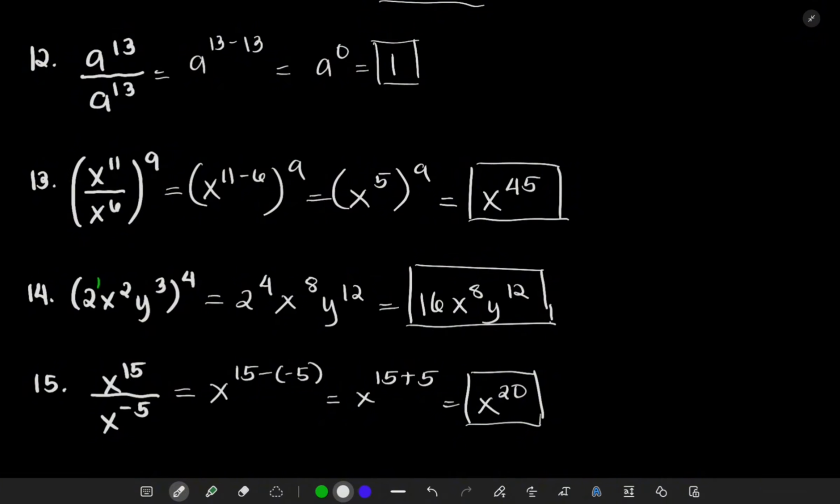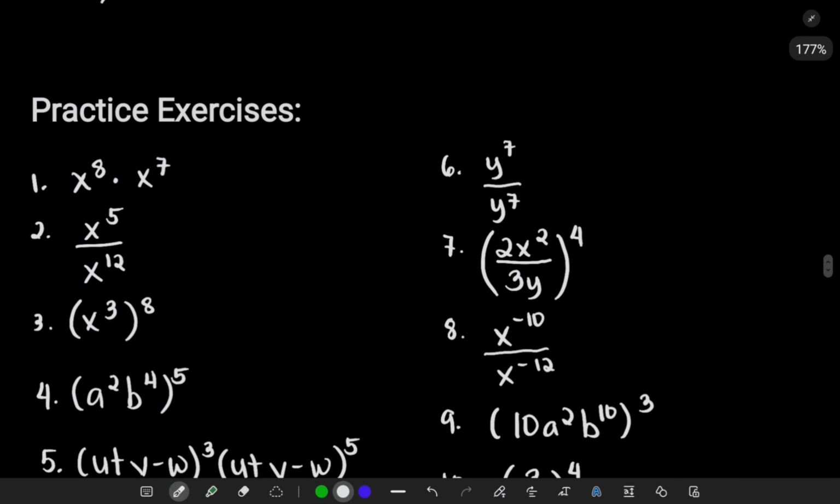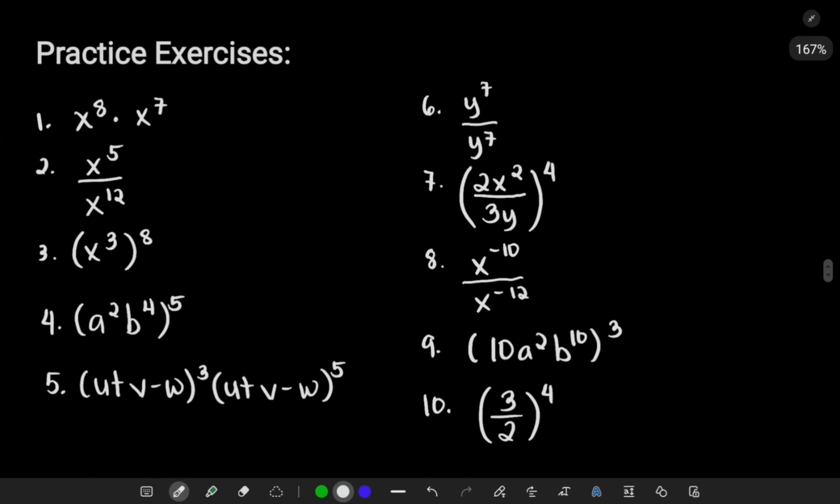Okay, that's it. Tapos na tayo sa mga example natin. And sa baba naman ay practice exercises for you. So just pause the video and then try nyong sagutan. And then after 10 seconds, ipapakita ko na yung sagot.